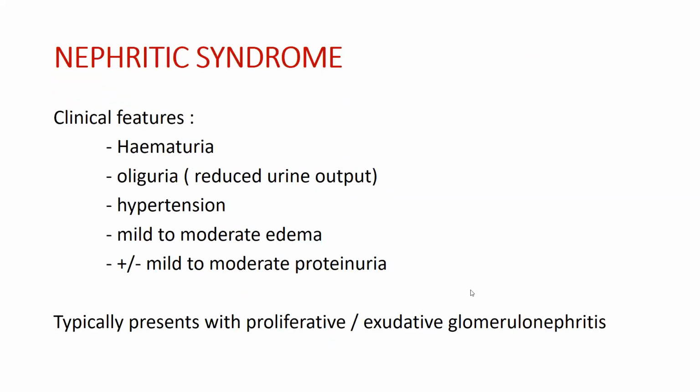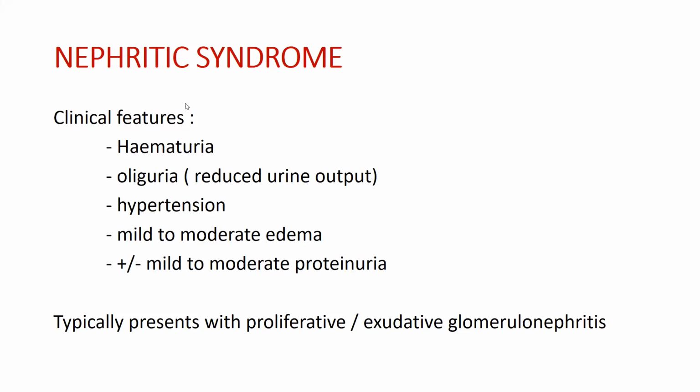So those are the two main topics I want to discuss, AKI and CKD, but I will touch a little bit on the next two topics, nephritic and nephrotic syndrome, because those are also clinical presentations when your glomerulus is affected. So I'll start off with nephritic syndrome. Nephritic syndrome is when you have these clinical features. If a person presents with hematuria, oliguria, hypertension with a little bit of edema, that is when you call a person to have nephritic syndrome.